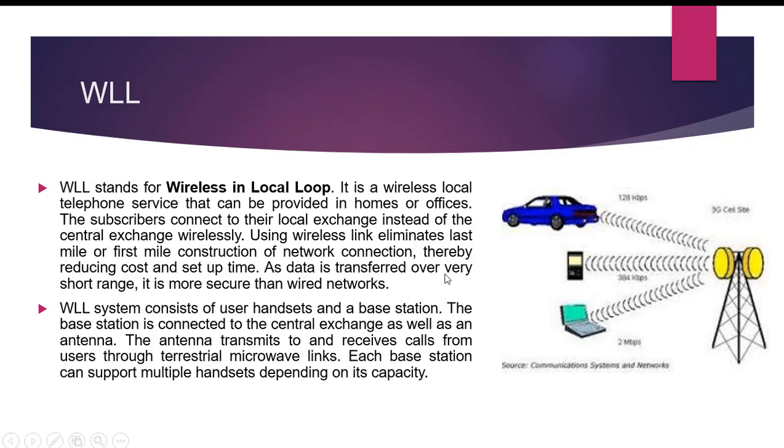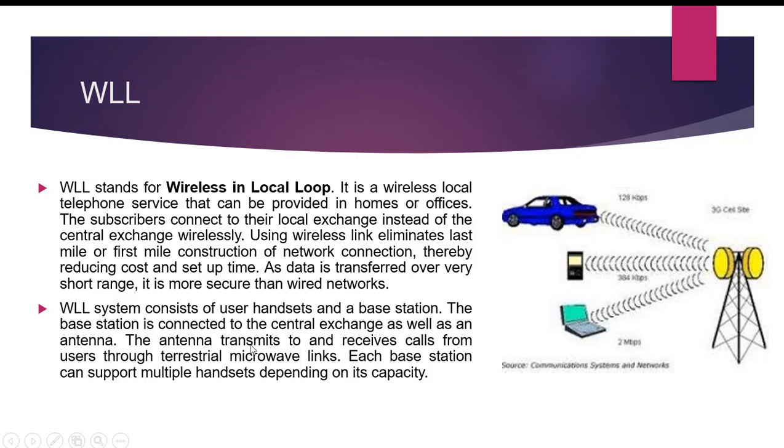The data is transferred over a very short range. It is more secure than a wired network. And then we have the wireless local loop system, which consists of a user handset and a base station. The base station is connected to the central exchange as well as an antenna. Okay, so in the base station we have an antenna which is connected to your main station or ISP, and then this antenna gives you the connection or extends the connection.